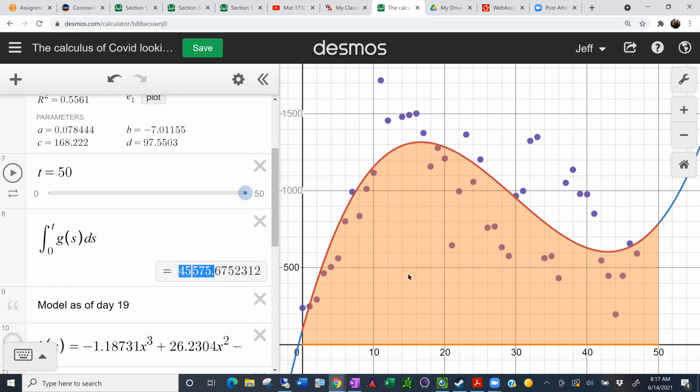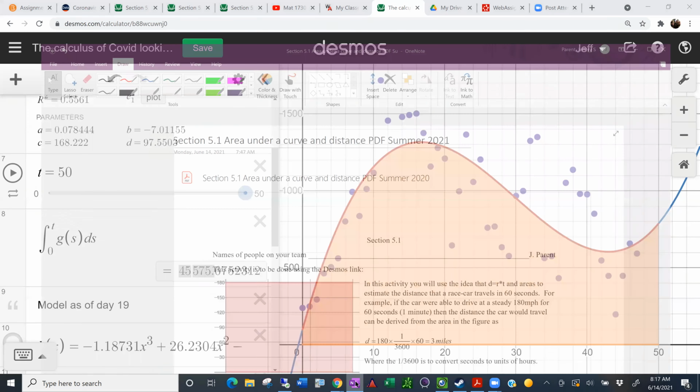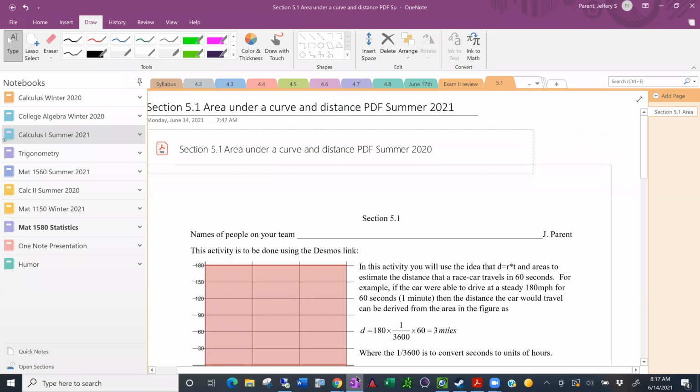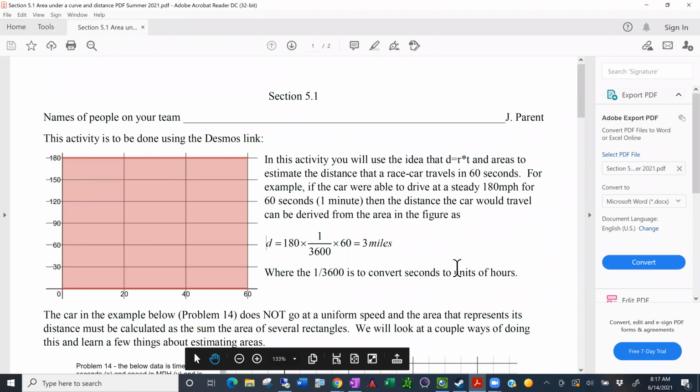Let me move this discussion over to the problem that you're going to work on. It's an area problem that corresponds to an old friend of yours, distance equals rate times time. So maybe you can go over this one. That would be a little bit better. So suppose you're driving in a car holding a steady 180 miles an hour for 60 seconds. How far would you go?